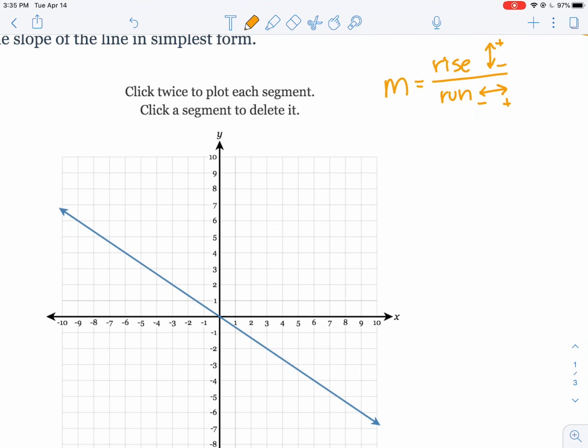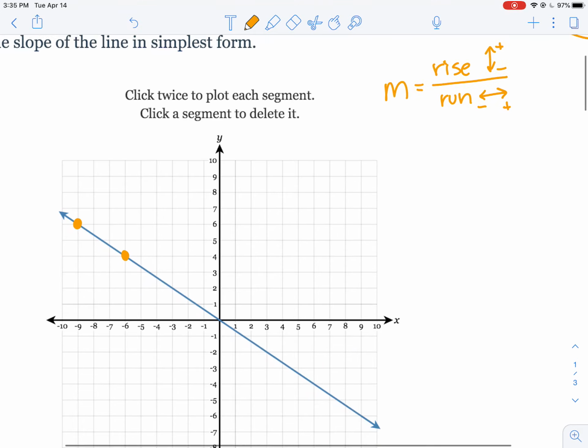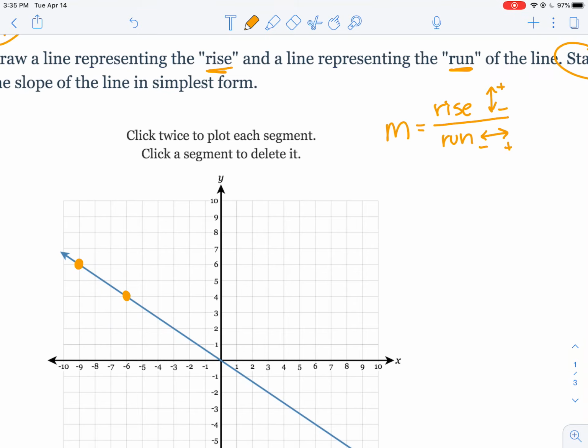So yesterday when we were finding slope, the one thing I wanted to make sure that you were aware of is that you placed dots on the blue line here, where the blue line is exactly crossing the grid mark. So right where I put the orange dot at negative 9, 6, and then another dot would be at negative 6, 4. Now, it says draw a line representing the rise and a line representing the run. So you're going to have to click on the grid, and from one point to the other, draw a line.